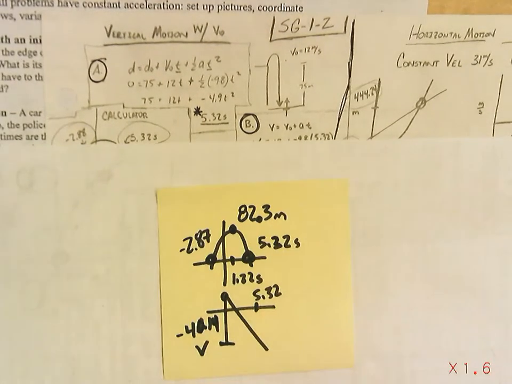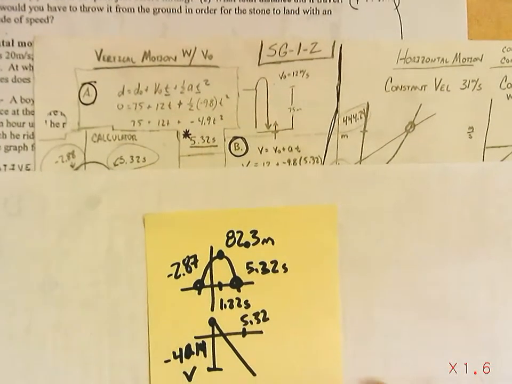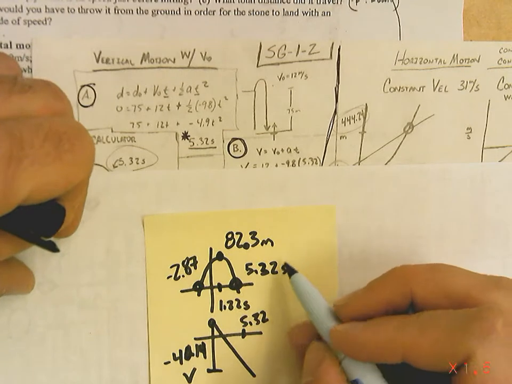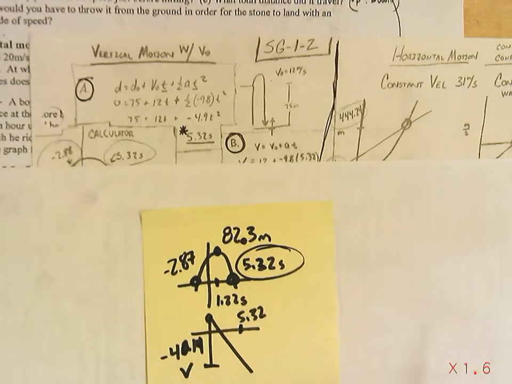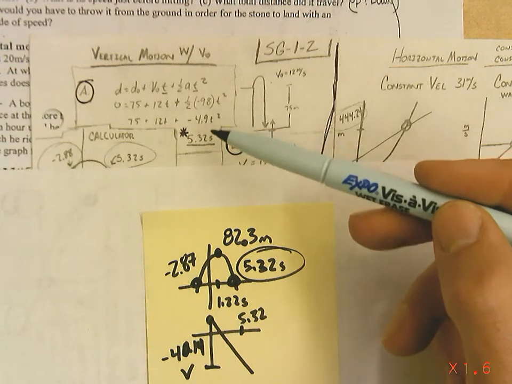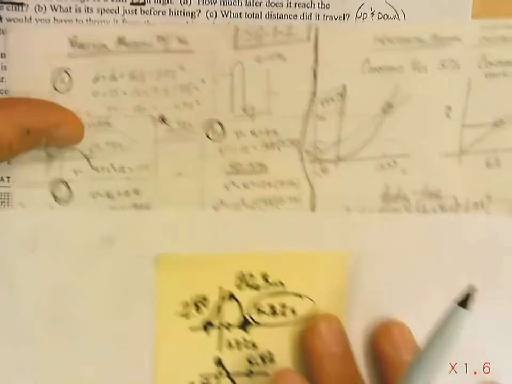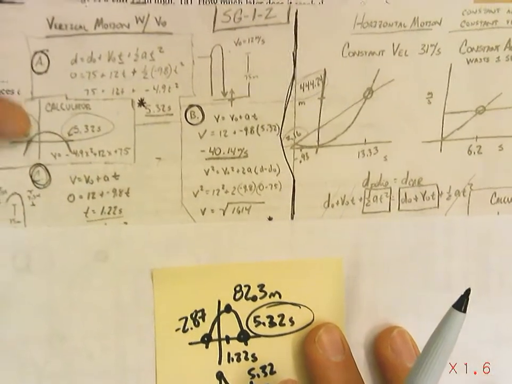The first question was, how much later does it reach the bottom of the cliff? Well, one way to do it obviously is just take that positive root. So that's 5.32. You can also do it with number 3. Plug your numbers in, get 5.32 seconds. Now you can also do it by doing the two-step.